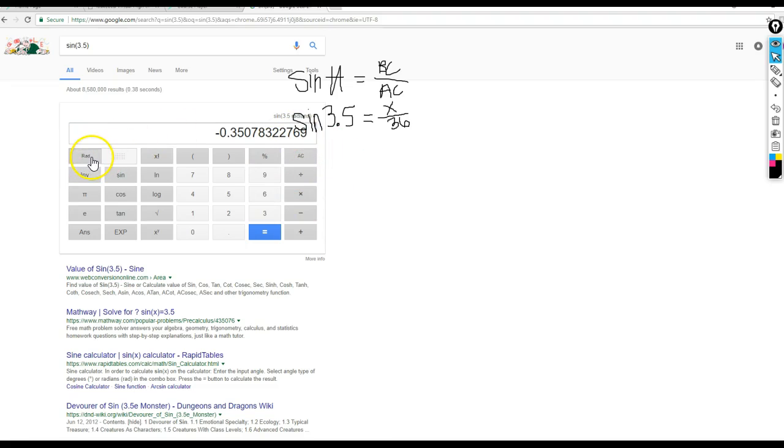Now, if you notice right here on your calculator, there's an RAD, and if you click it, it's DEG. You need to make sure that the DEG, or degrees, is showing, because 3.5 was given as a degree. So if we type that in, we'll click sine of 3.5 and hit enter, and that number is 0.0610485.